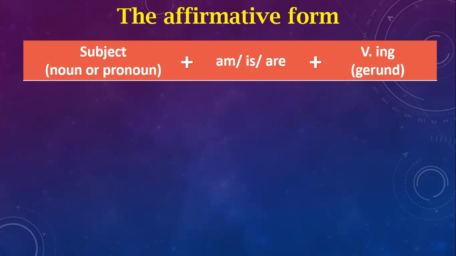So the sentence is the subject and the auxiliary verb am or is or are according to the subject. If the subject is I, the auxiliary verb is am. If the subject is he, she, it, or any singular noun, the auxiliary verb is is. If the subject is we, you, they, or any plural noun, the auxiliary verb will be are. Then the verb ends with ing, which we call the gerund.